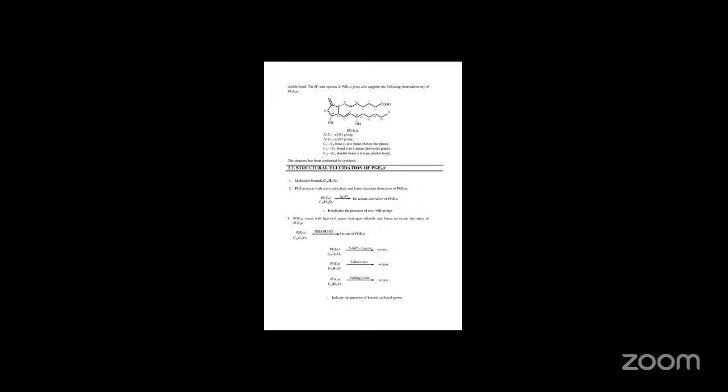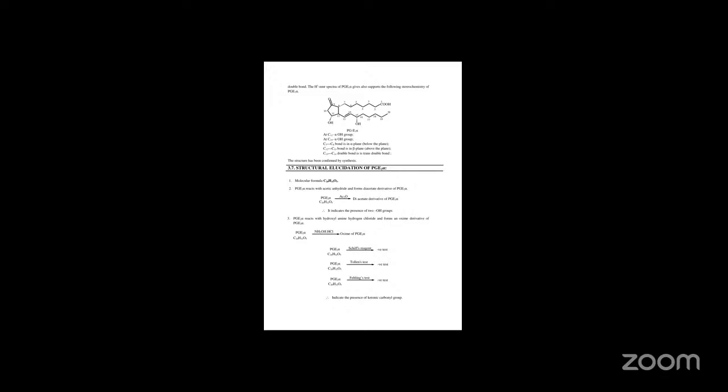Next one is structural elucidation of PG2 alpha. The molecular formula of PG2 alpha is C20H32O5. When PG2 alpha undergoes acylation with acetic anhydride, it forms a diester derivative, which indicates two hydroxy groups are present.